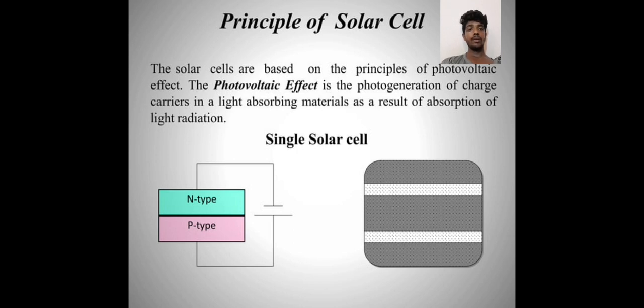The photovoltaic effect is the generation of charge carriers in a light-absorbing material as a result of light radiation. N type and P type. It is a single solar cell. We can see it in this picture.